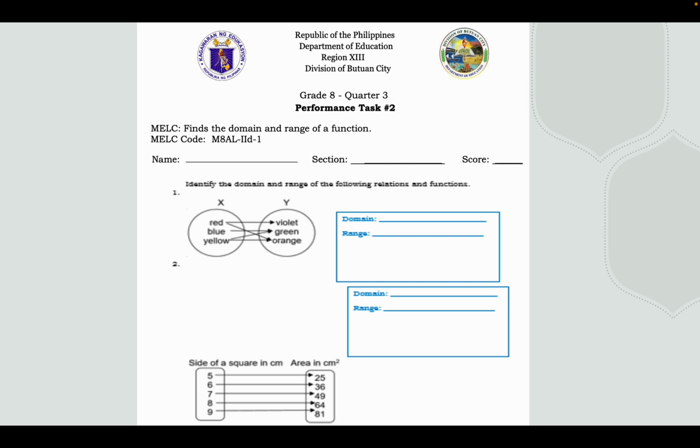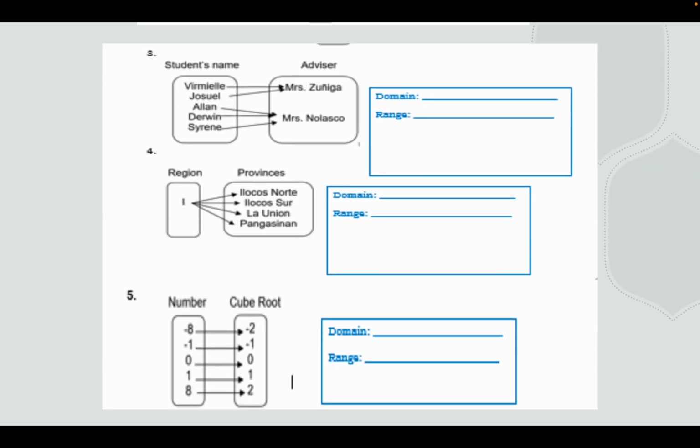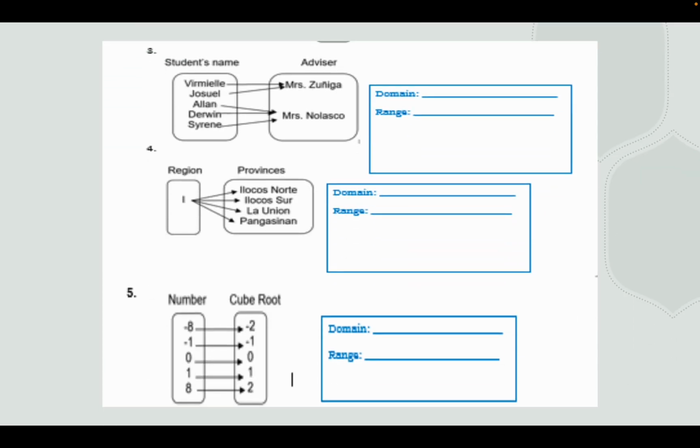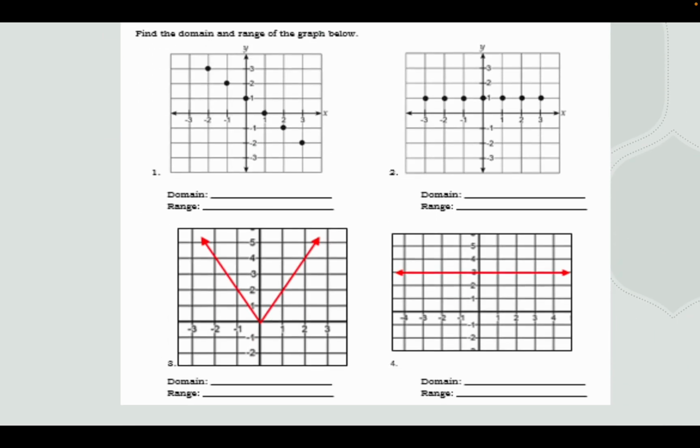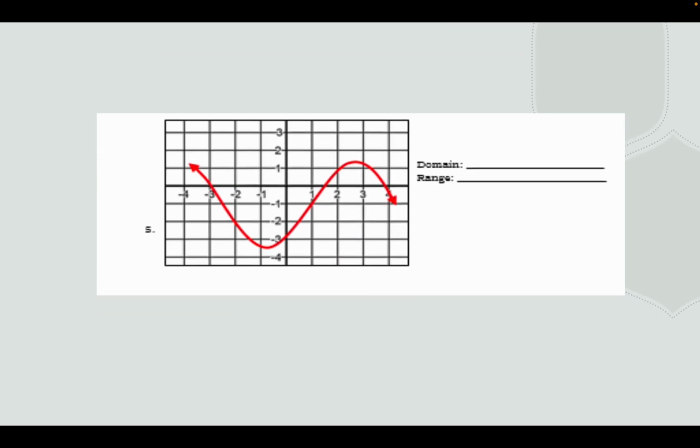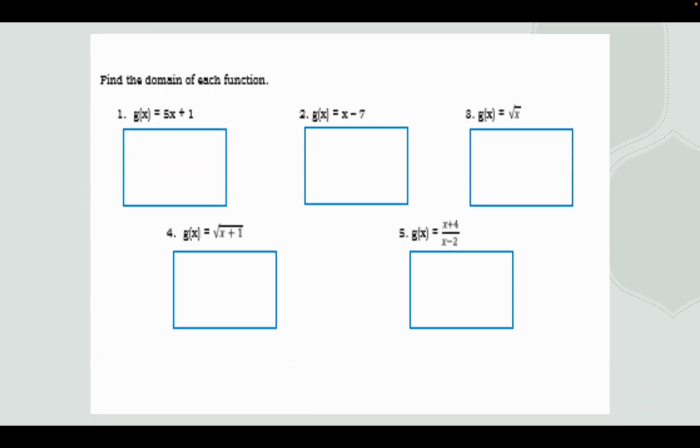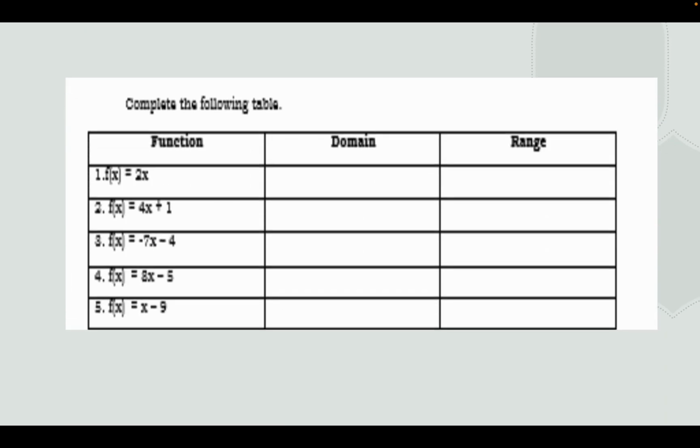So for your activity, you need to answer. Copy this one and answer. Write this on yellow paper. You can pause and then take a screenshot. And then next, you just need to find the domain and the range. List down the domain and range in the first part. And then in the second part, you need to identify the domain and range given the graph. Next, find the domain of each function given the equation of the function. Complete also the following table using the function given and then identify the domain and the range.